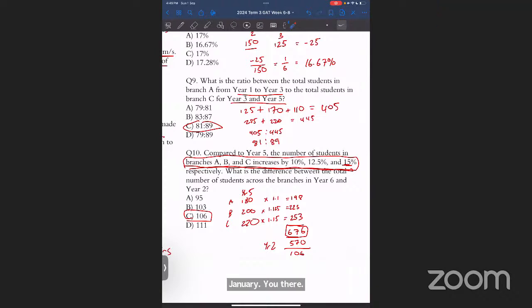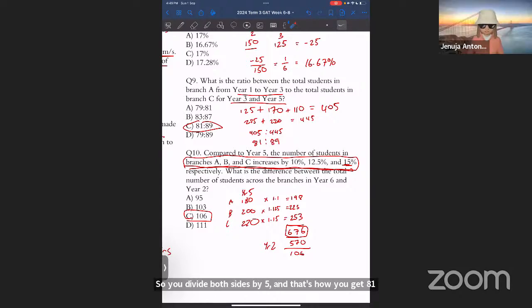And then the next thing is you have to ask yourself, what goes into both of those? What number will go into 405 and 445? What number goes in? So you divide both sides by 5, and that's how you get 81 and 89. Do you understand? Yeah. All right.